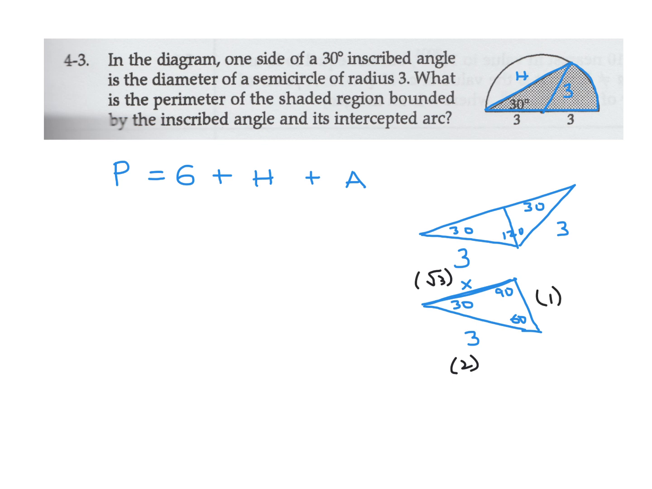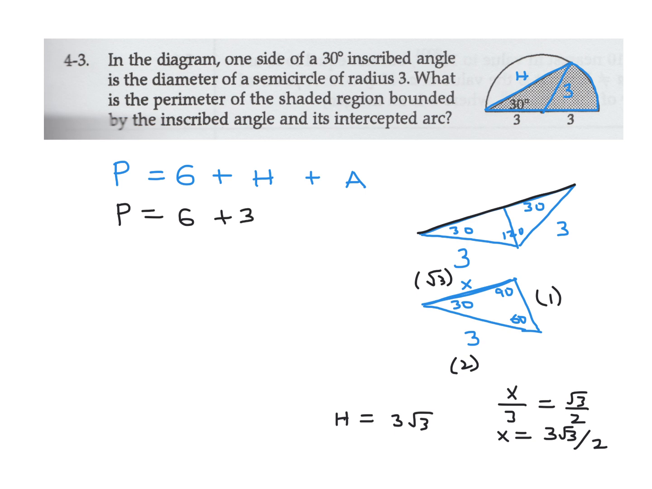Using that ratio, x over 3 would be the same as root 3 over 2, if I've done that correctly. And therefore x is 3 root 3 over 2. So that's x, and then we want the full length to get h, so therefore h would be 3 root 3. So there we go. So perimeter is 6 plus 3 root 3, and then of course the a, which we will now figure out.